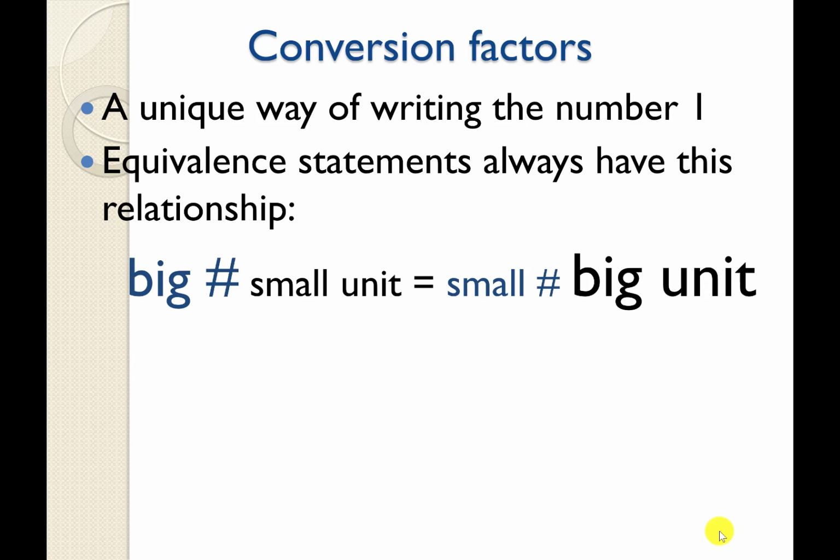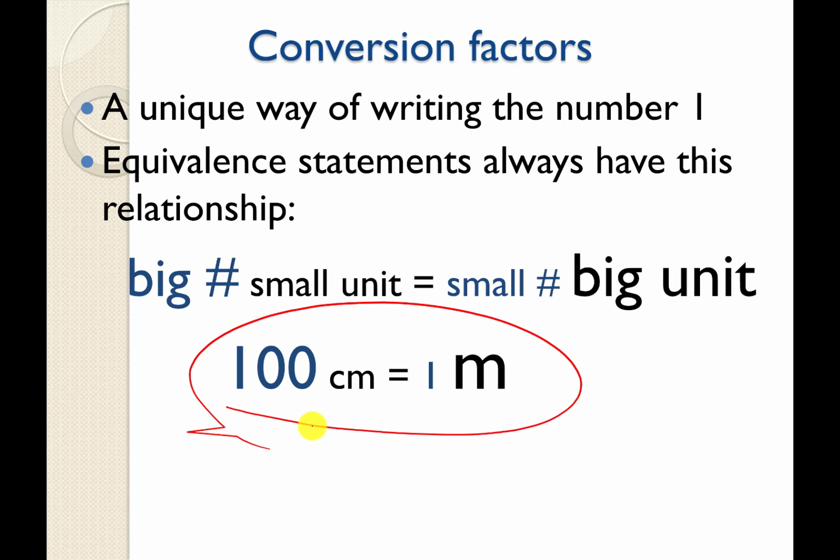You always have a big number with a small unit equals a small number combined with a big unit. So let's look at how this comes together. We have 100 is the big number. Centimeters are a small unit. Of course, centimeters are much smaller than meters. We're totally aware of that. Equals 1, which is a small number, and then meters is a larger unit. And it always comes in that format.